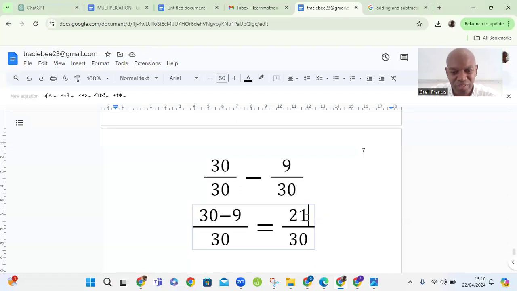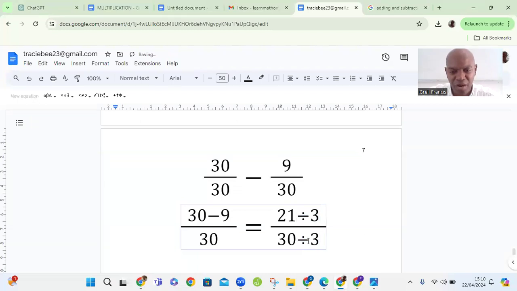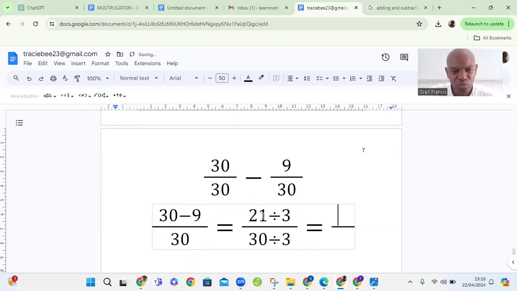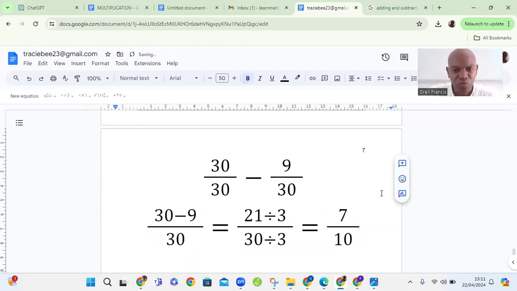So we can simplify 21/30 by dividing by 3, the highest common factor of 21 and 30. So we divide the numerator 21 by 3, and we divide the denominator of 30 by 3 so that we can simplify this fraction of 21/30. 21 divided by 3 is 7. And 30 divided by 3 is 10. So our final answer is 7/10.